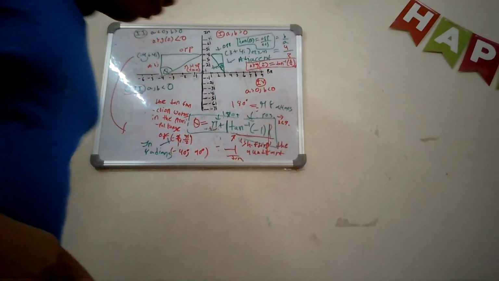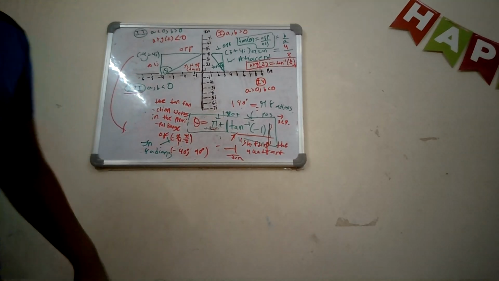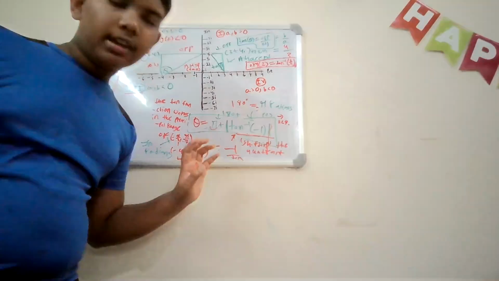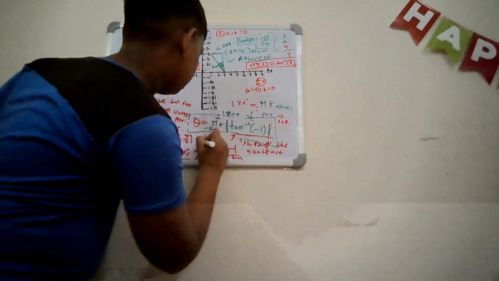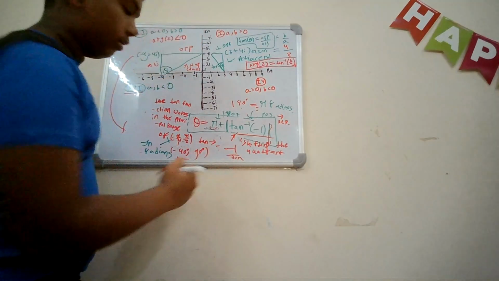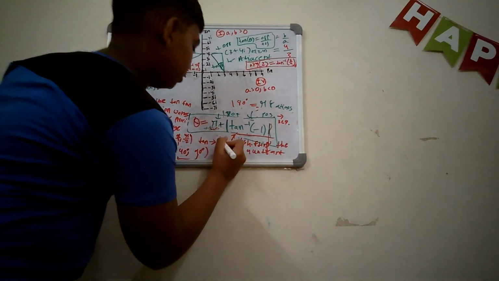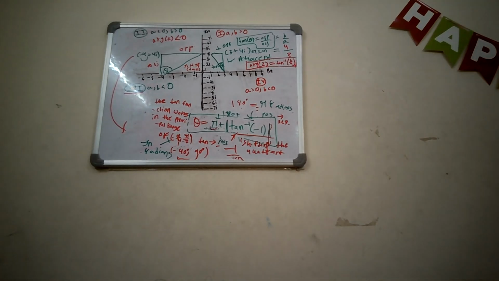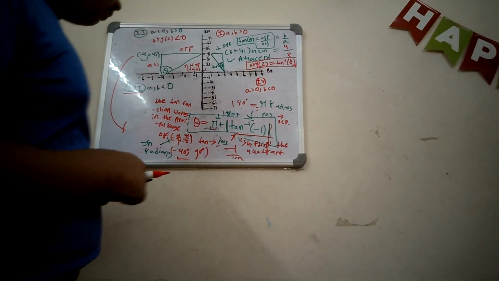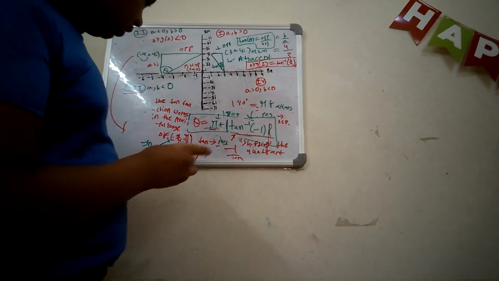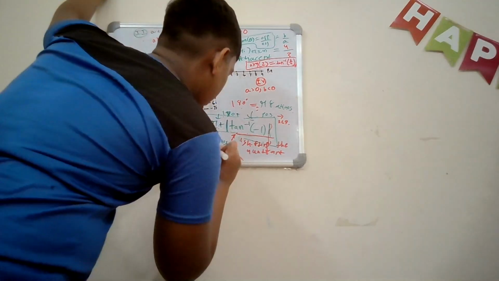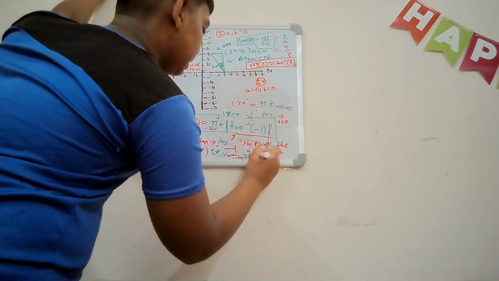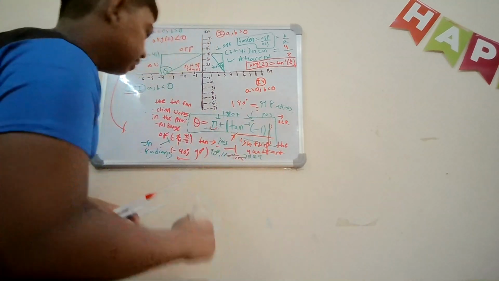Because the thing is, in this range, from negative 90 to 90 degrees, the tan function will be positive, right? Let me get a marker. But the thing is, when it moves from 90 degrees to 180 degrees, it becomes negative. It decreases. So this is increase.